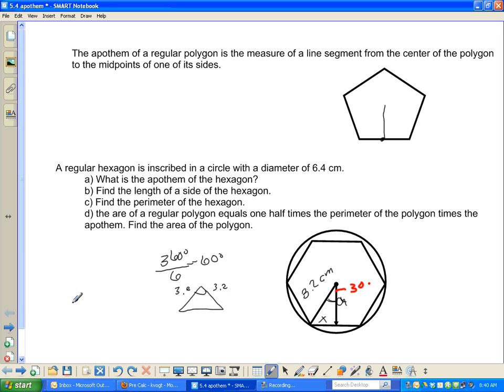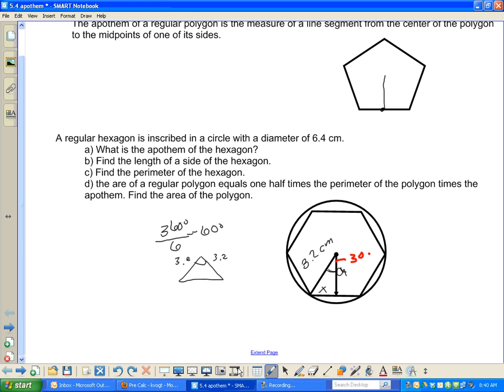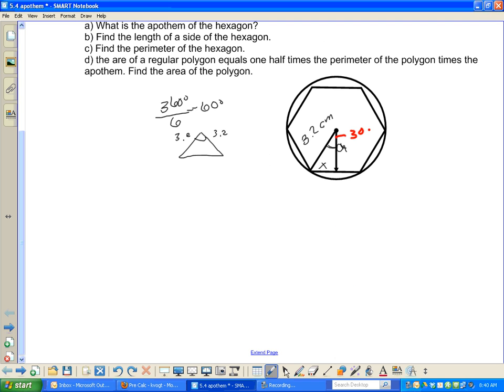So now we can use sine, cosine, or tangent to find things like the apothem. I know from my triangle here, this is my side adjacent, and this is my hypotenuse, so I'm going to use cosine. So if you say cosine of 30 equals A for apothem over 3.2, you should get A to equal 2.8 centimeters.